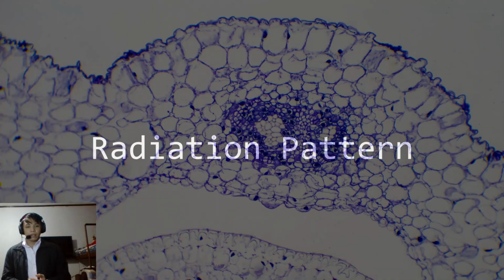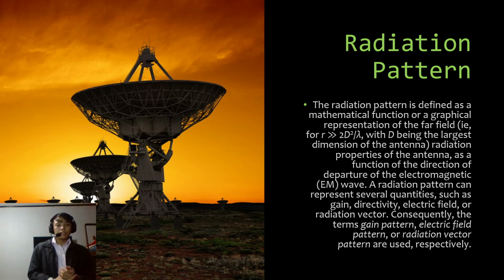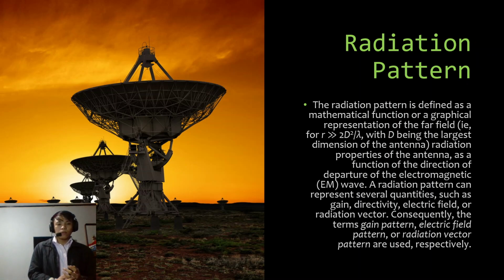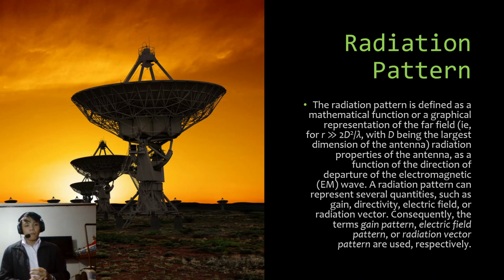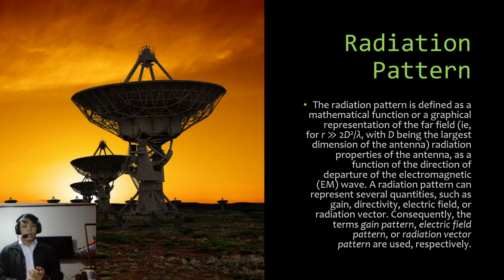So, radiation pattern. A radiation pattern is defined as a mathematical function or a graphical representation of the far field. For example, R is equal to 2d squared over lambda, with d being the largest dimension of the antenna. So these are the radiation properties of the antenna as a function of the direction of departure of the electromagnetic wave.